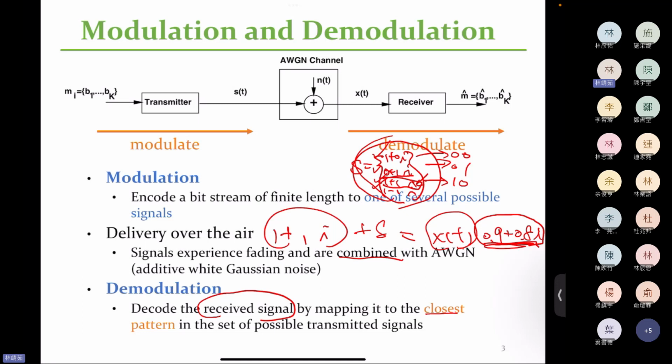When we say most similar, it means that we have some predefined patterns here, and we want to infer which one is what you want to transmit. If you can infer correctly, of course, you can convert back to the correct bit pattern. All right, so this is demodulation. Any questions so far?